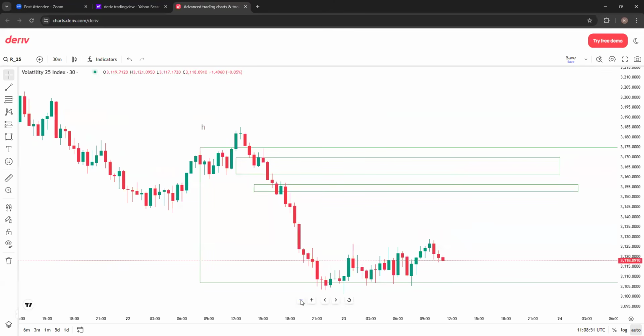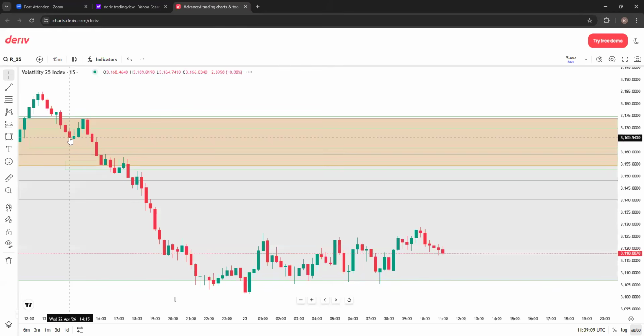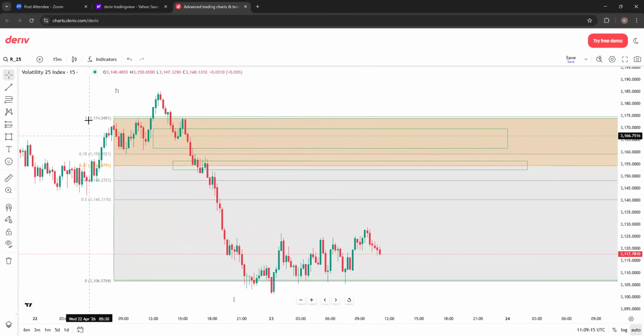What do I see in my M30 that makes sense? Nothing much that I can see, right? But I'm sure that if I go to my M15 now, I can see structure that's building up nicely. So let's go to that M15 and see what I want to see. So in our M15, we can now safely say, based on what we are seeing, we can mark structure in this M15. And how is that so?